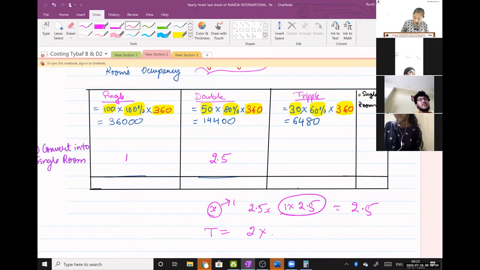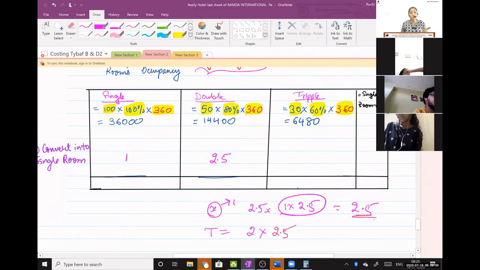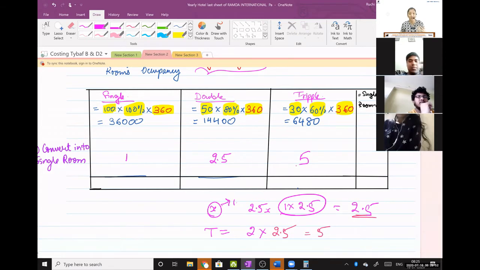It is twice of the double room, and double room is how much? 2.5. So 2 into 2.5. Is that clear? So this answer will be 5. Am I clear with the conversion weight? It's actually a weight given. We're multiplying with it. Is it clear? Just acknowledge it in the chat box. Is it clear? 1, then 2.5, and then 5.